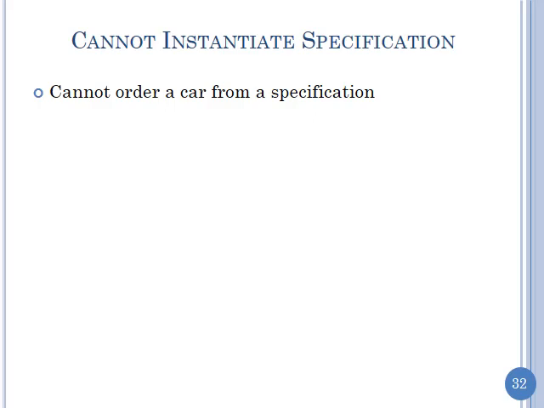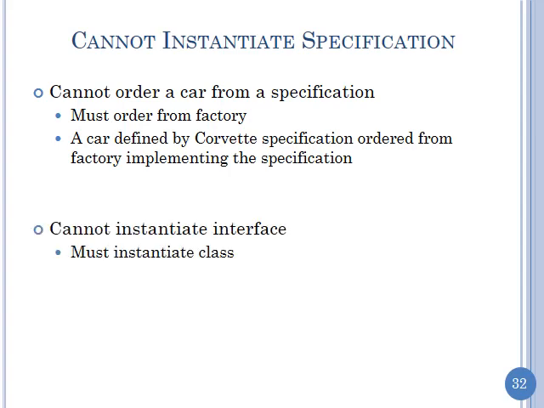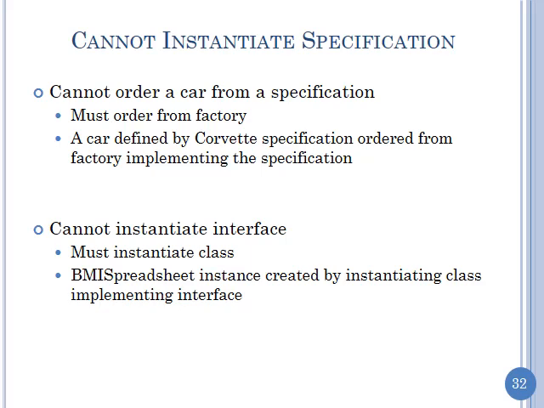You can't just take a specification and convert that into a car. You have to go to a factory and get a car from there. Okay? Similarly, you can't just go and say new interface. Because then the question becomes, which implementation do you want? The interface has no implementation. So you cannot instantiate an interface, you must instantiate a class. So you always instantiate a class and assign that value to some variable of some type, which is an interface. Okay. All of this you'll learn in more depth when you do your next assignment, not the current assignment, but that's what's going to happen.